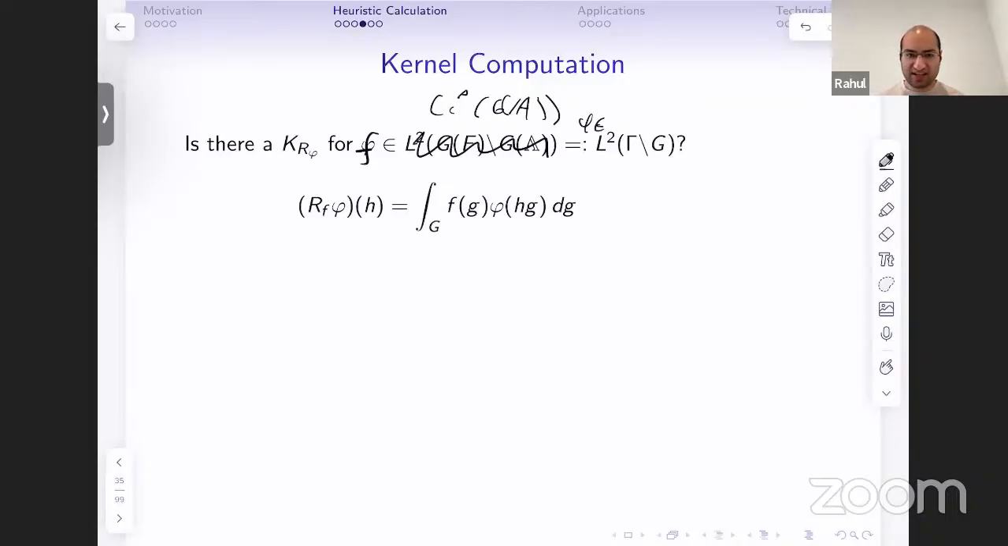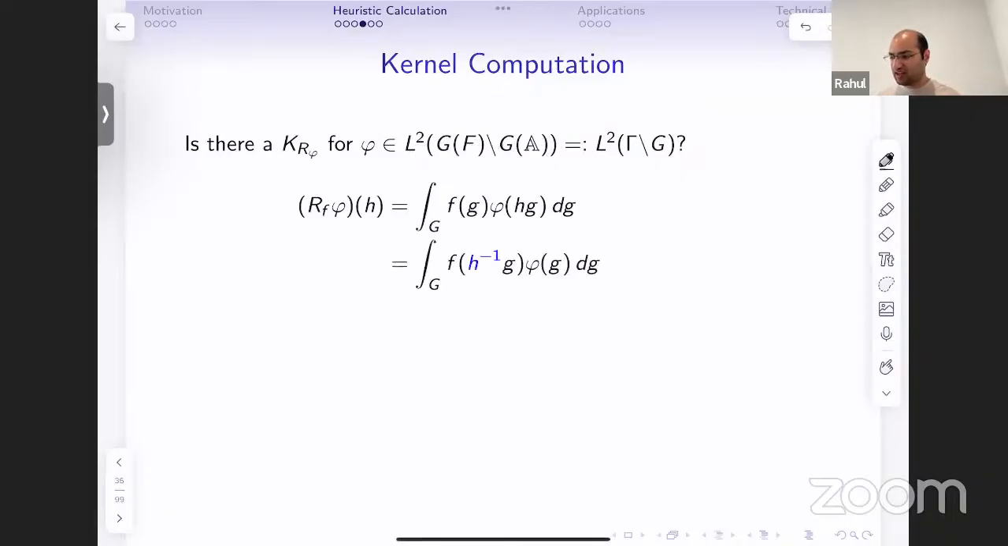The first thing is that there's an h inside the phi. So we first have to get rid of that h. And this is how we're going to get rid of the h. Because our measure is translation invariant, we can just make a change of variables, g goes to h inverse g. And now there's no longer an h inside the phi. The h is just inside the f.